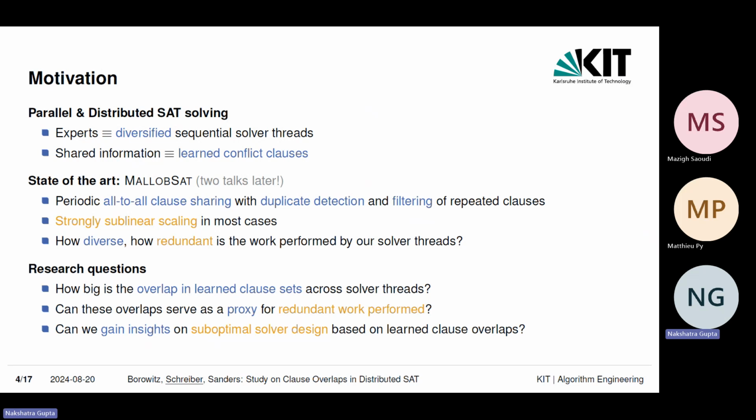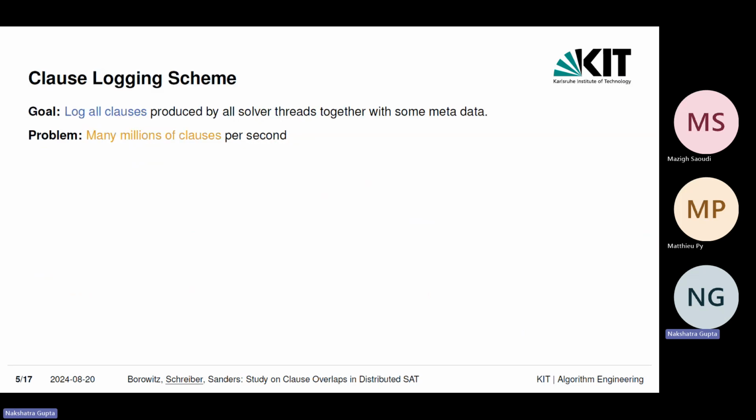All right, so first of all, we need to gather some data to explore this. And what we want to do is run our distributed solver on some large instances, and log all of the clauses produced by all of our solver threads together with some different kinds of metadata. Now, since we're in distributed SAT solving, we get many millions of clauses that are produced each second.